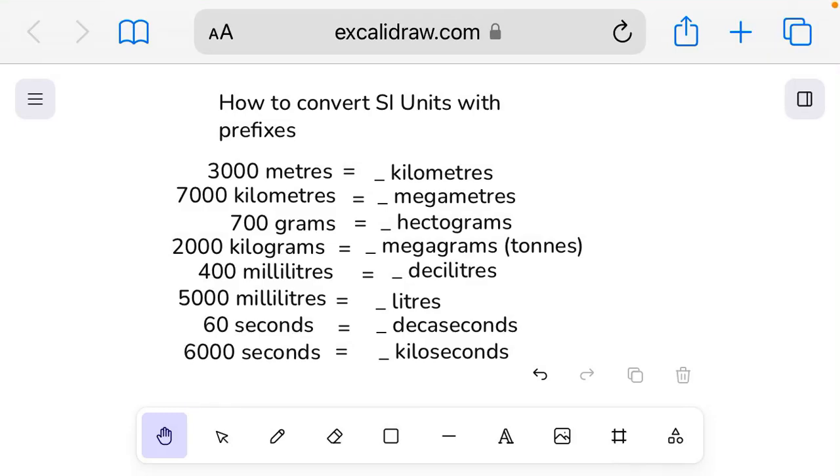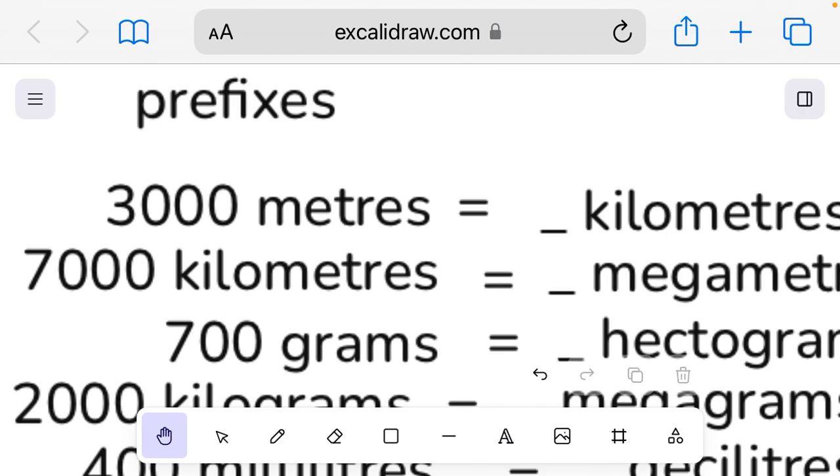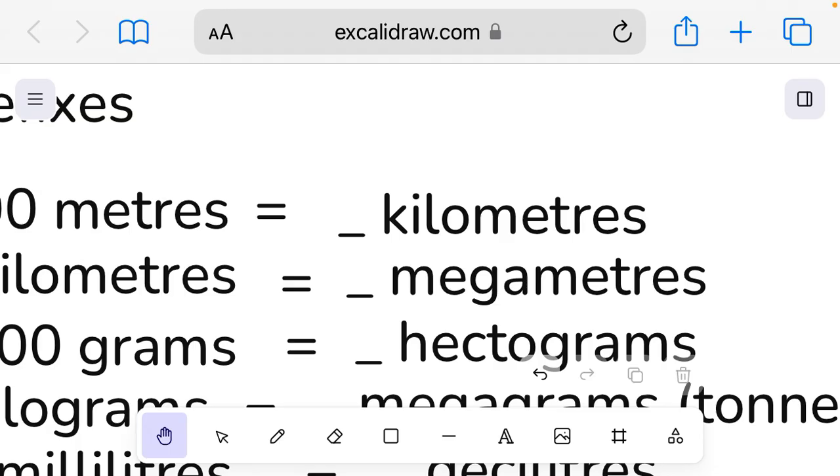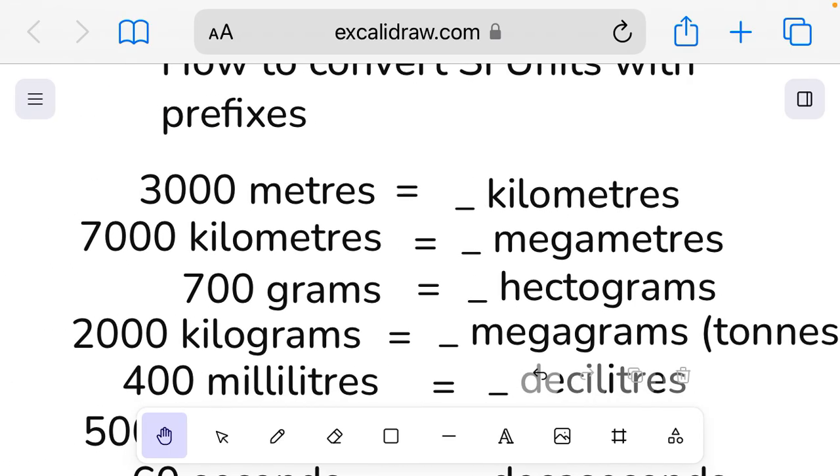Hello, in this video I'll show you how to convert SI units with prefixes. So let's get started. First we have 3,000 meters and we want to convert it to kilometers. But how are we going to do that?